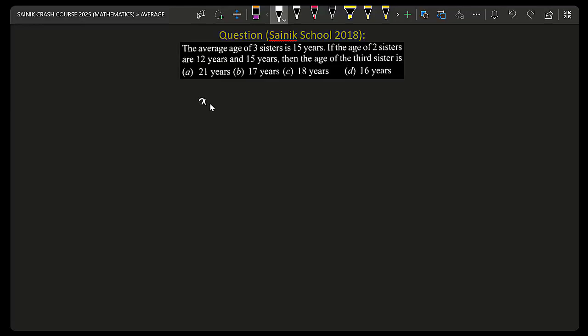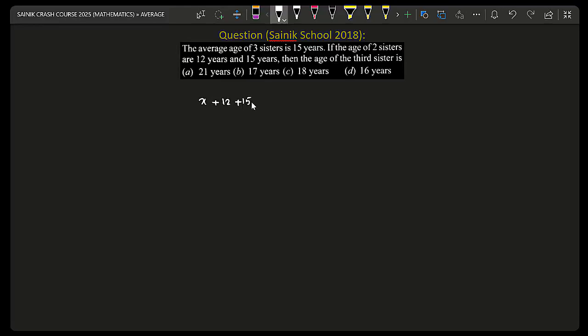Okay, average formula. Sum of observations by number of observations. I already wrote one observation. What is the second and third observation? Out of three observations, one observation we wrote X. What are the two observations? So 12 years plus 15 years. So X plus 12 plus 15.